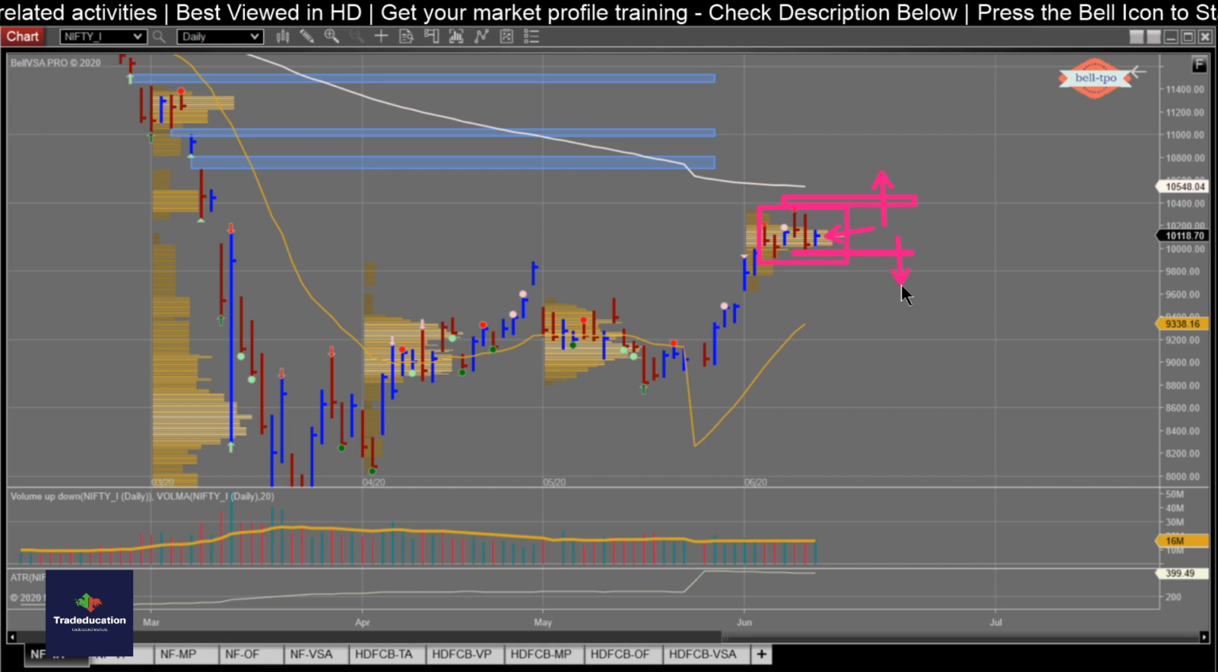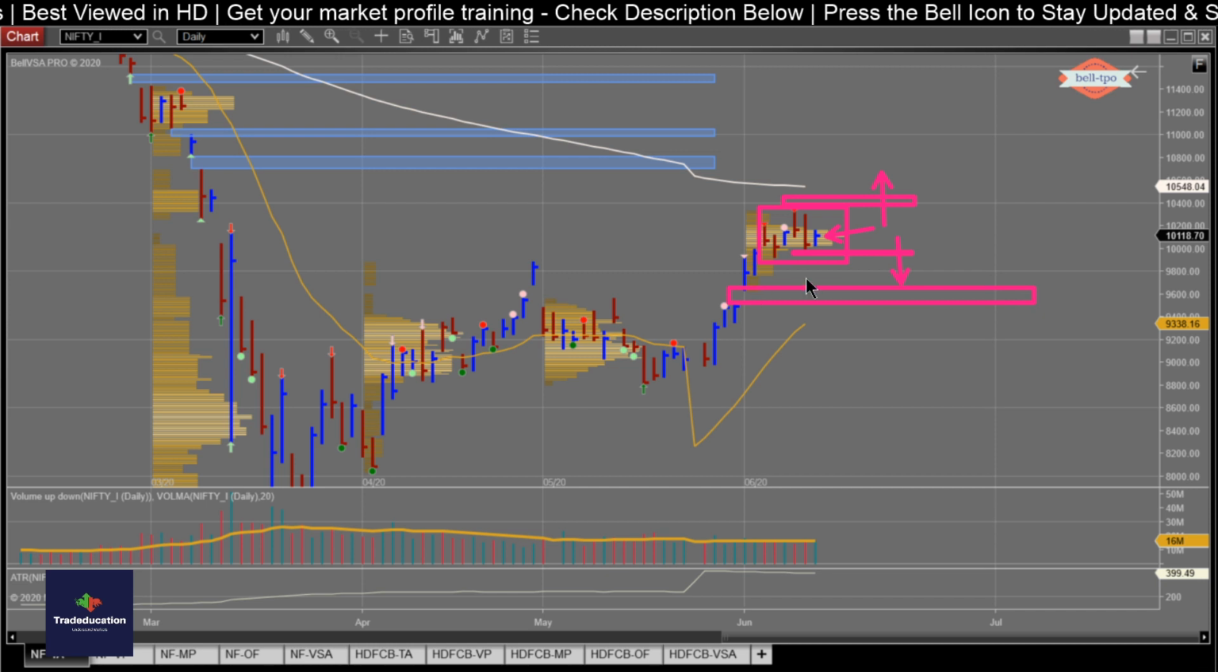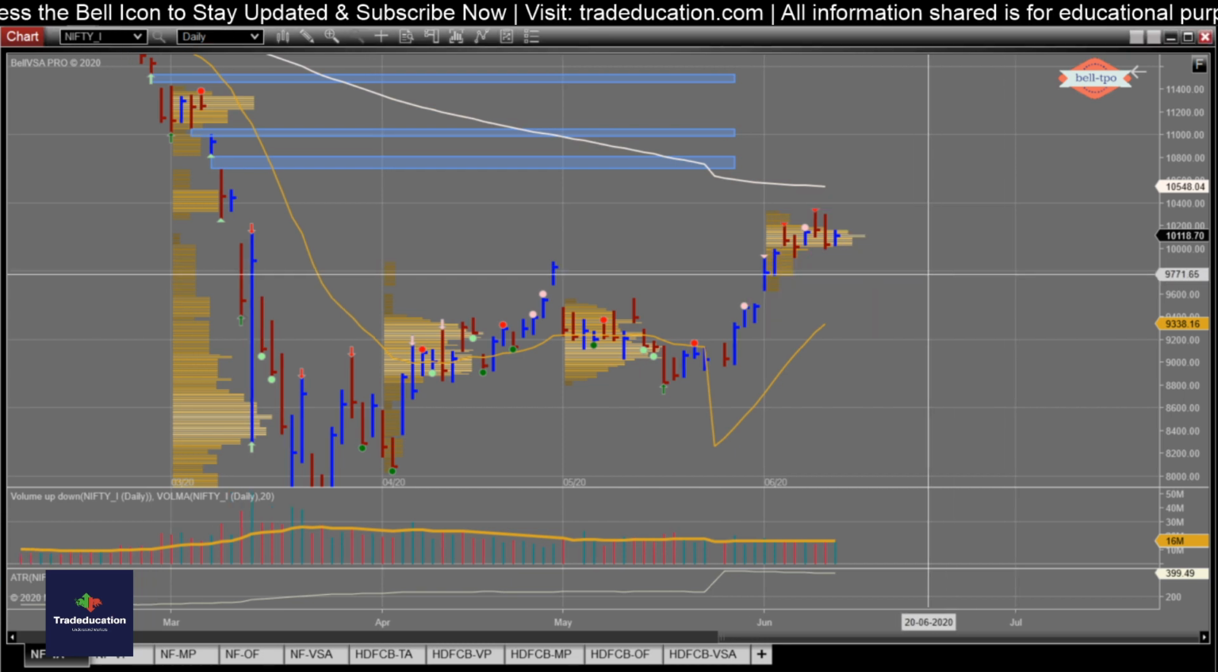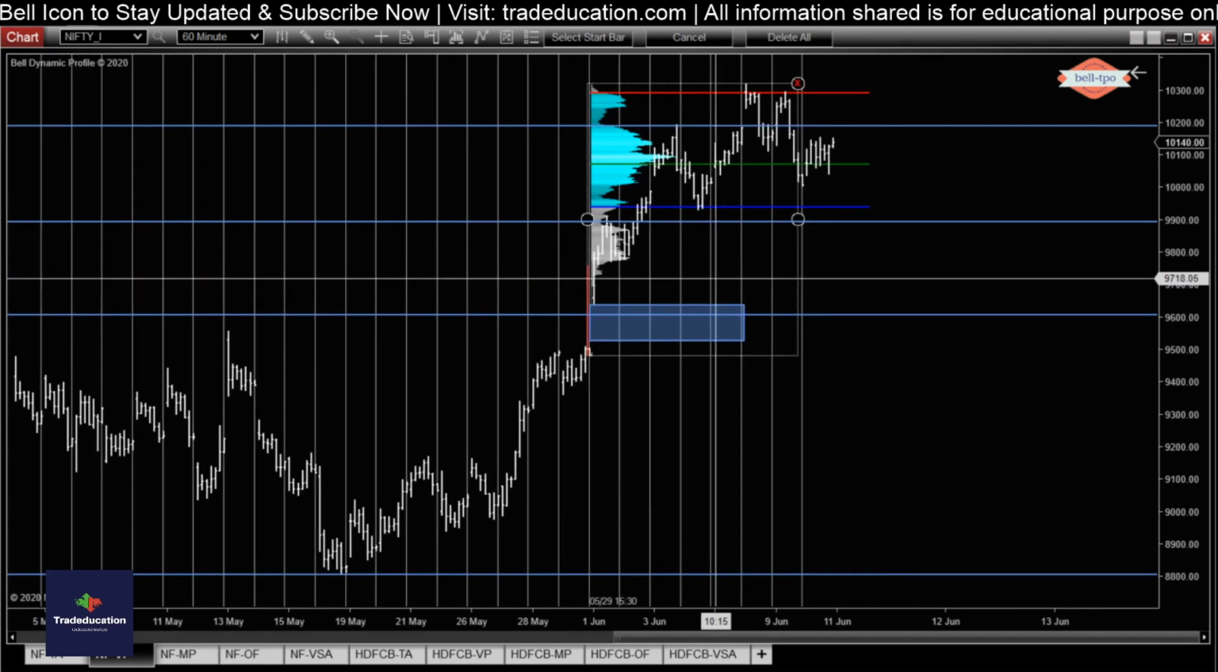Plus, we have this prominent gap or anomaly which has not yet been filled. The close yesterday was 10,018 and this is 9,600, so about a 500 point move. I don't think it would be possible for today, but these are markets. You cannot predict. Anything can happen. A 500-point move can also happen in one day. So that's what I'm seeing from the daily chart analysis.